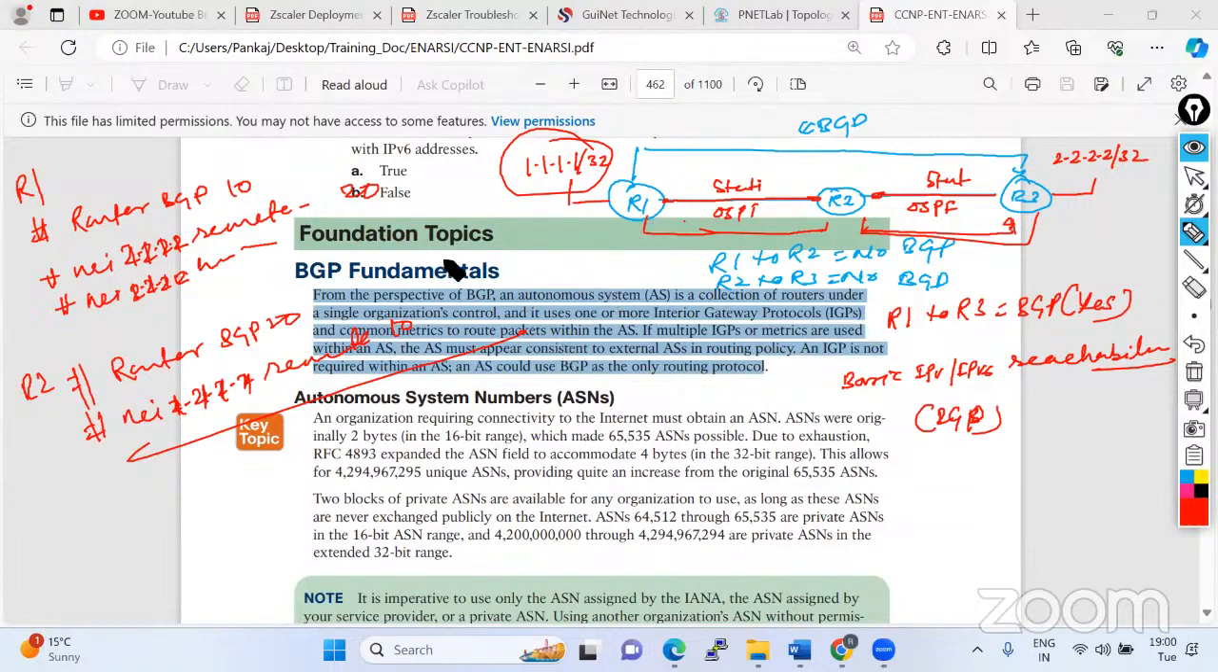So there is again logic why we use the loopback, why we cannot use the directly connected interface. I'll explain in a later stage, but yes, this is how it is going to happen. So this is the basic fundamentals.